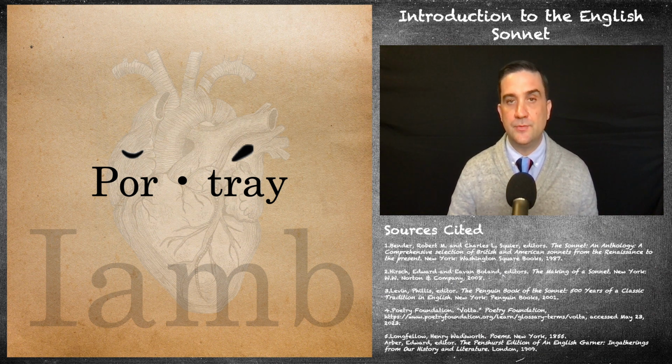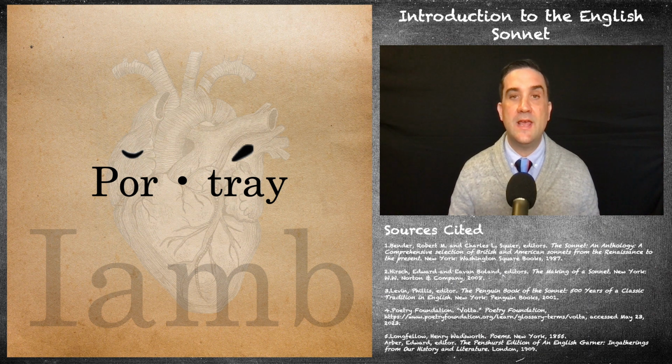A stressed syllable is the syllable where the emphasis of the word is located. Think of the word portray. Here you'll find that the first syllable, por, is unstressed, while the second syllable, tray, is stressed. It's portray, not portray. Now, the best way to remember what an iamb is to think about the sound that a heart makes as it beats. Da-dum, da-dum, da-dum, da-dum, da-dum, portray.